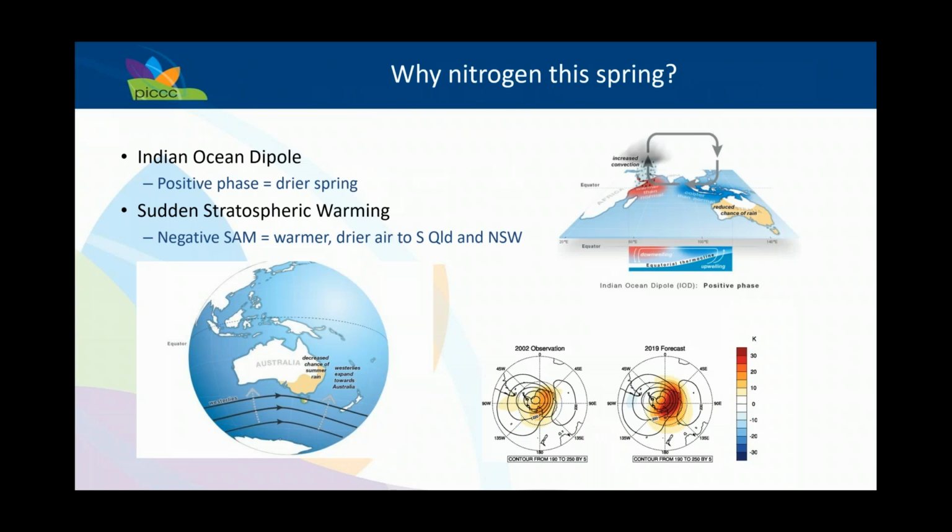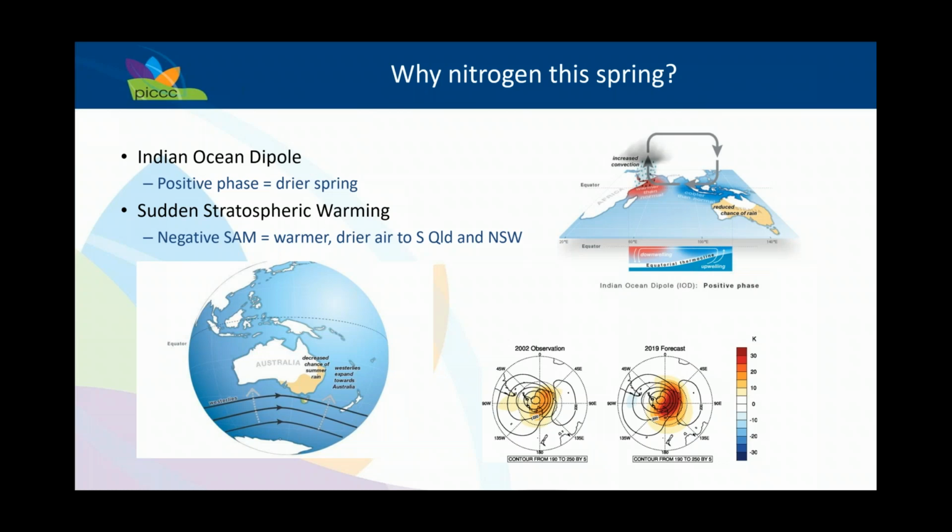So why in particular has this become important this spring? There are two weather events happening this spring that mean there's some uncertainty about what our grass growth potential will be from October onwards. So we know the Indian Ocean Dipole, which is the temperature in the Indian Ocean relative to the temperature of Australia, is in what we call a positive phase. And you can see the diagram on the right there.